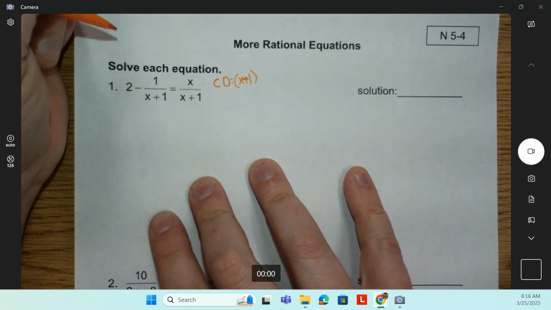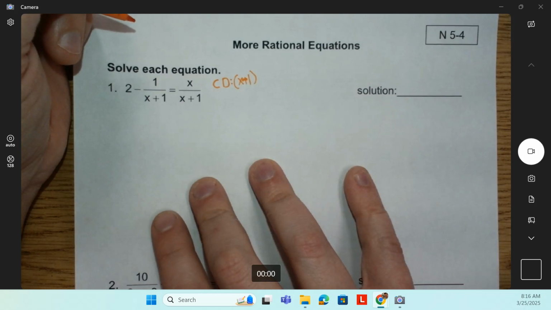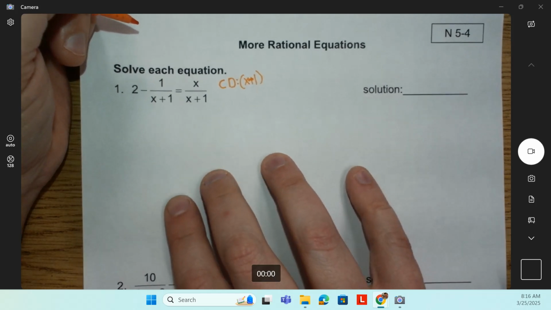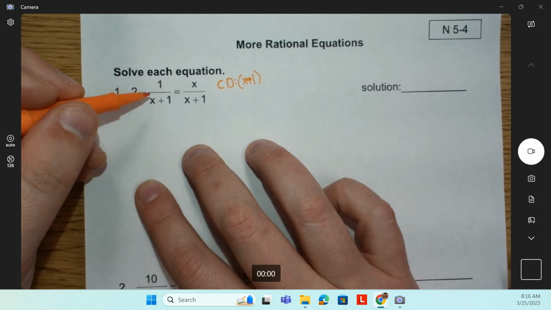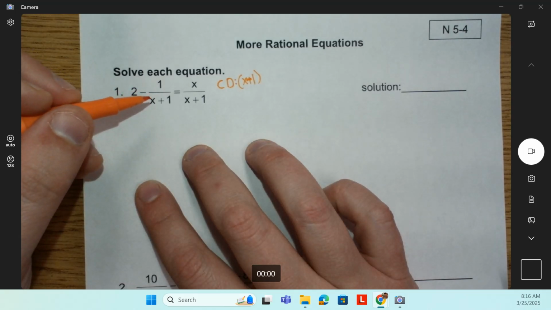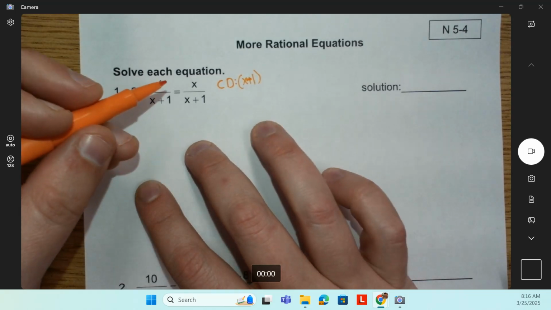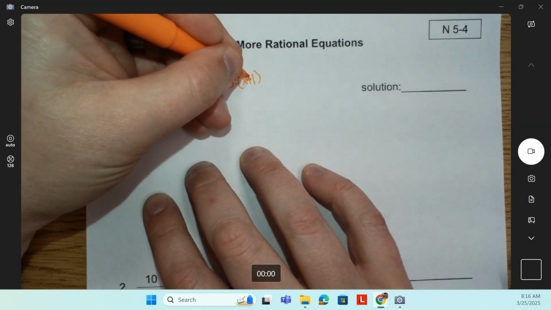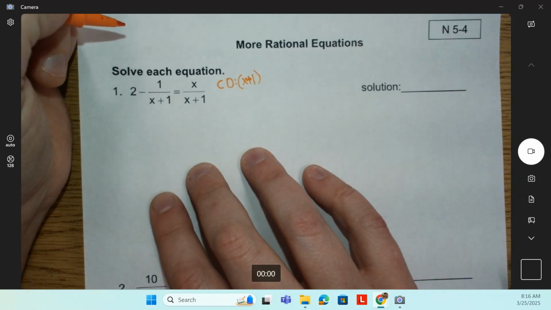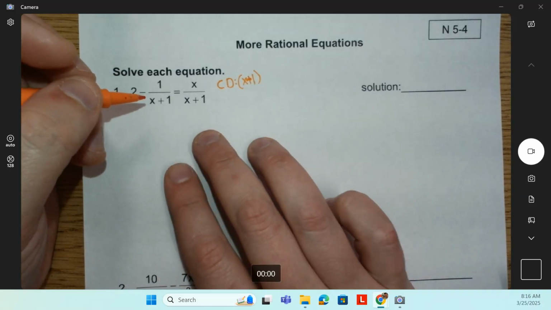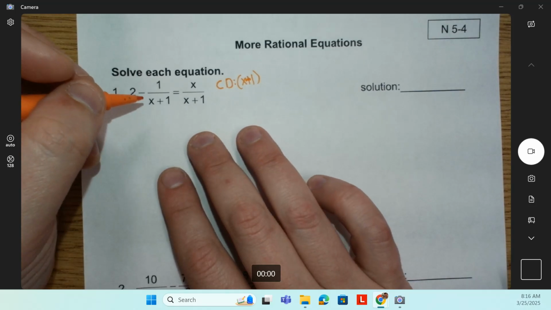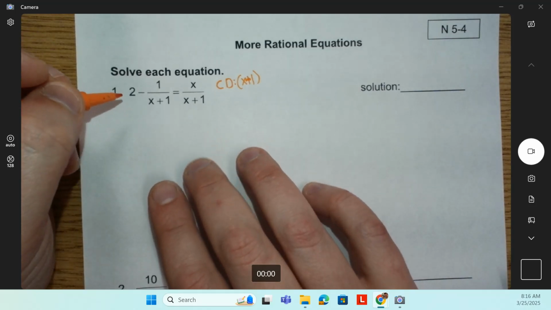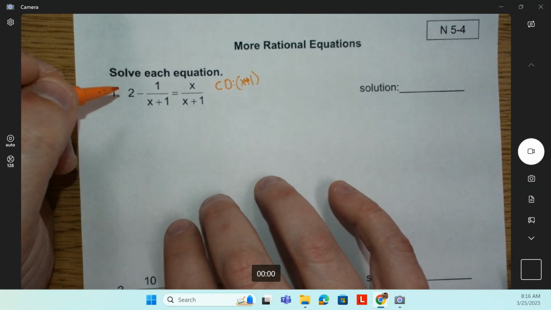Now, since it's an equation and not an expression, I can get by with multiplying the left and right side of the equation both by the common denominator of x plus 1. What will happen is it will cancel it out where I don't need it, and where it doesn't have it, it'll add it to that portion as well.